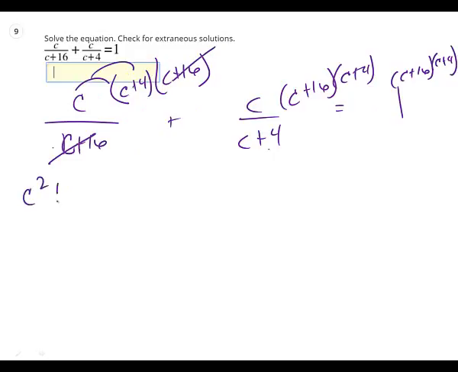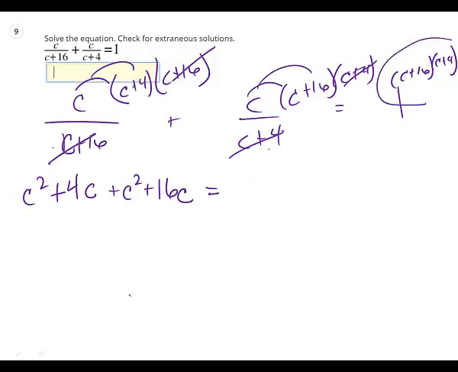So you got C squared plus 4C. Okay, what cancels in this second term? C plus 4. Good, and what are we going to do with this C? Distribute. So you get C squared plus 16C. Good. All right, over here, we are going to FOIL that.